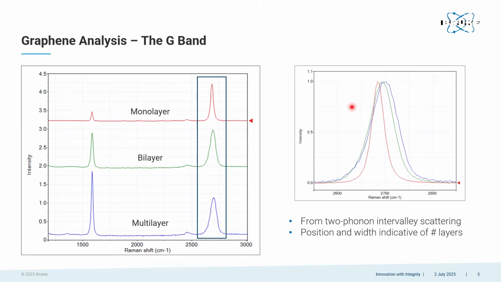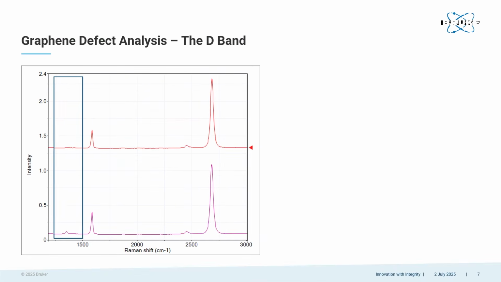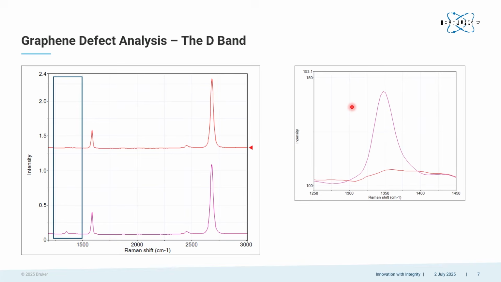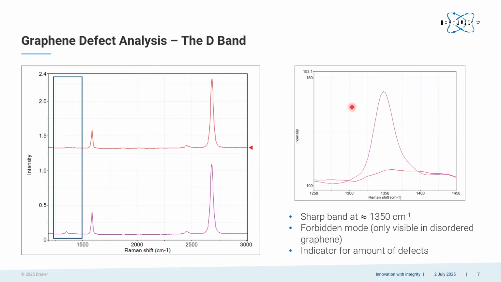To cover all the peaks, we also have to look at the D band that is indicative for defects, as we learned in the beginning. And if you look at it, you also have a clear difference between high and low defect density, because basically if you have no defect, there won't be any peak. So if you probe the intensity around 1350 wave numbers, you have an indication for the amount of defects.